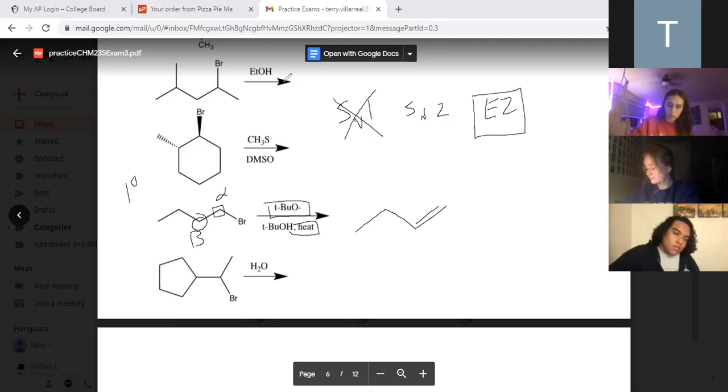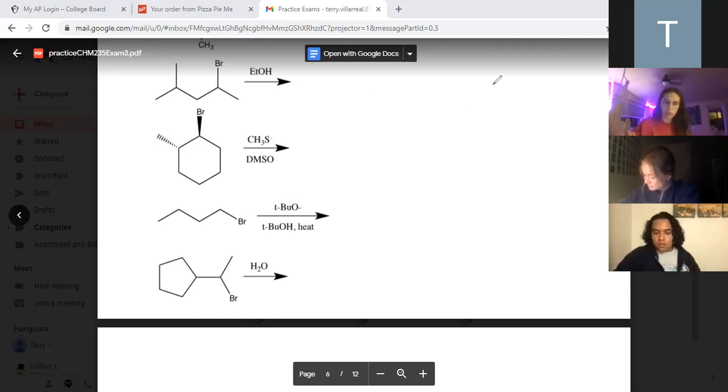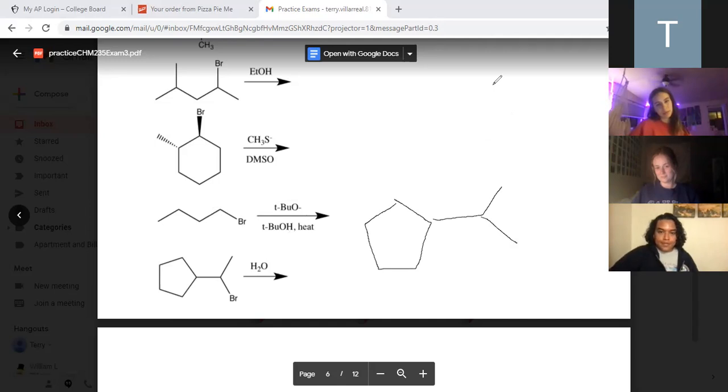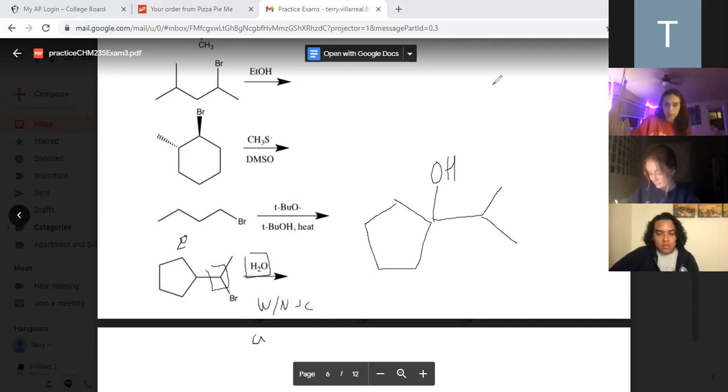Okay. For the last one, I'm just going to draw the product and we'll see how angry you get. Secondary carbon, weak nucleophile, or a weak base, right? But we don't have to worry about E1. So the only reaction that can happen is SN1. First step that happens, leaving group leaves, I form a carbocation.